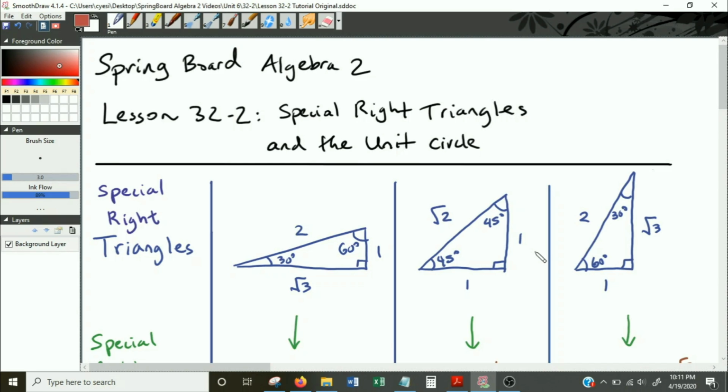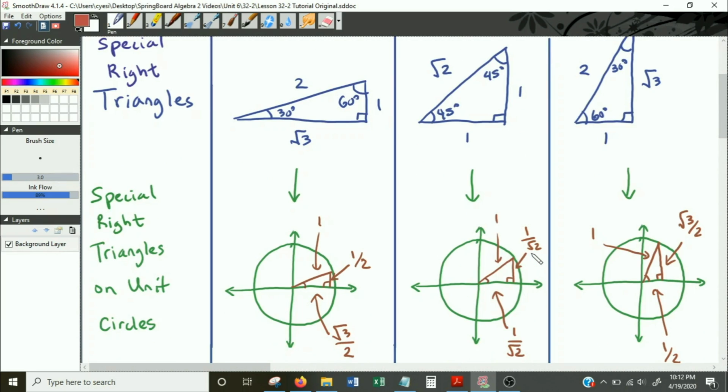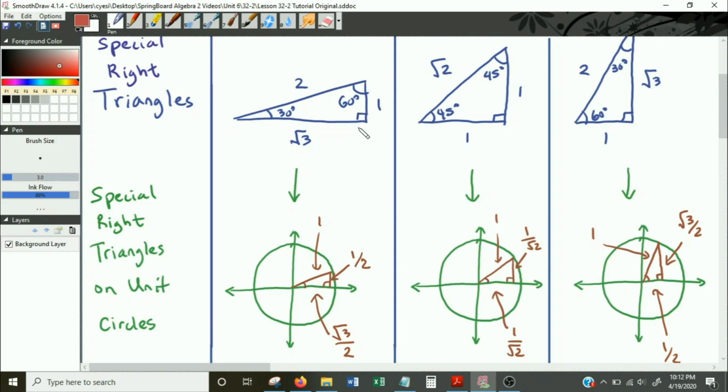So how does this relate to the unit circle? We can actually draw the special right triangles on the unit circle. Let me walk you through that. For the 30, 60, 90 triangle on the unit circle, the hypotenuse needs to be 1. It can't be 2. So we divide each of these sides by 2, and we get the radius is 1, the shorter leg is half, and the longer leg is root 3 over 2.